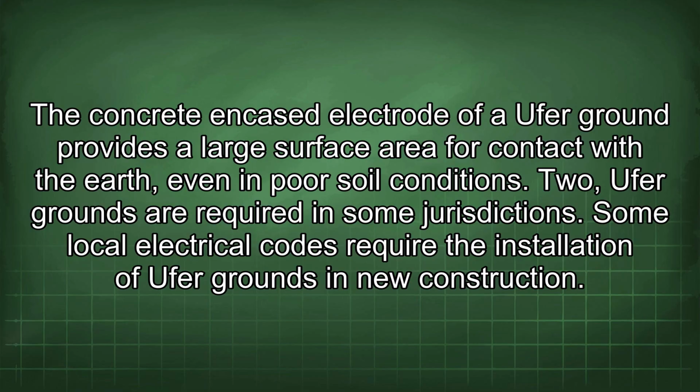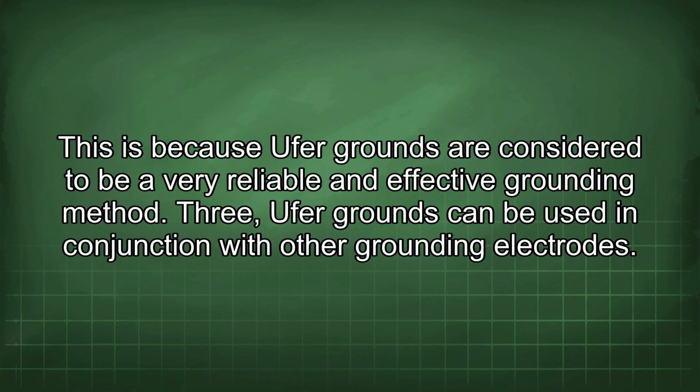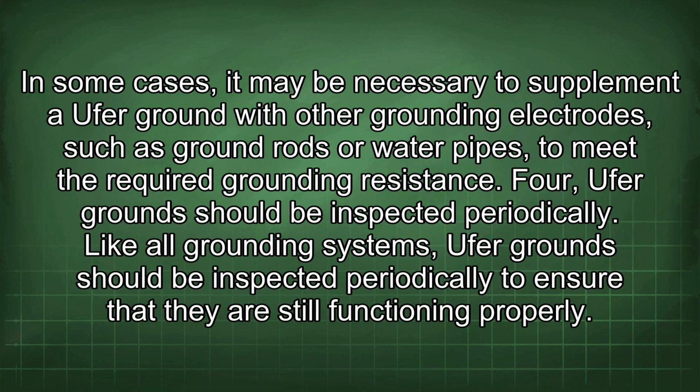2. Ufer grounds are required in some jurisdictions. Some local electrical codes require the installation of Ufer grounds in new construction. This is because Ufer grounds are considered to be a very reliable and effective grounding method. 3. Ufer grounds can be used in conjunction with other grounding electrodes. In some cases, it may be necessary to supplement a Ufer ground with other grounding electrodes such as ground rods or water pipes to meet the required grounding resistance.